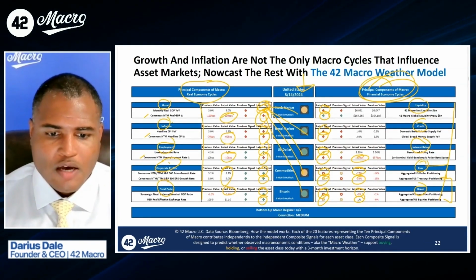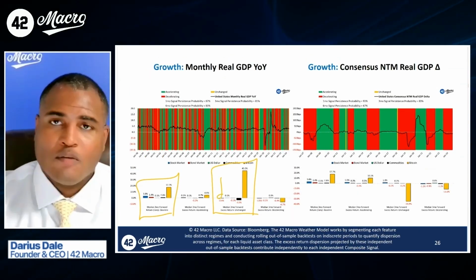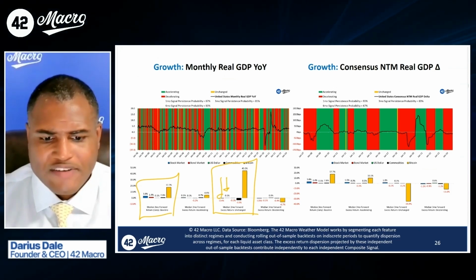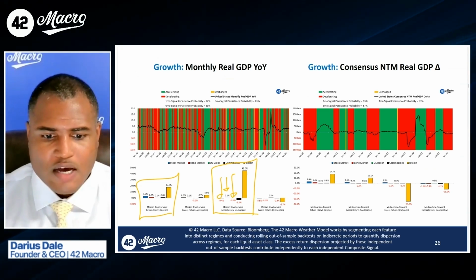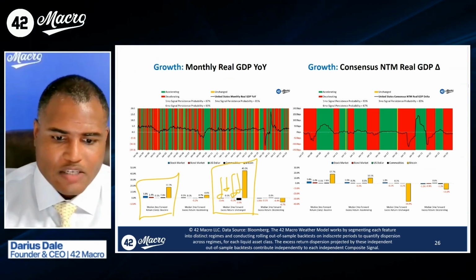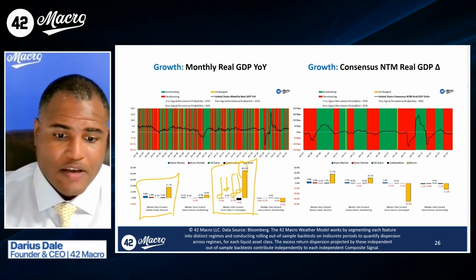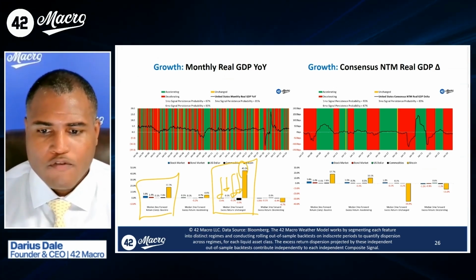And so what does that mean in terms of real GDP specifically? Well, it's a negative excess return relative to baseline for stocks. It's a positive excess return relative to the baseline for bonds. It's a negative excess return relative to baseline for the US dollar. It's a negative excess return relative to baseline for commodities. And it's a very positive excess return relative to an already very positive baseline for Bitcoin.